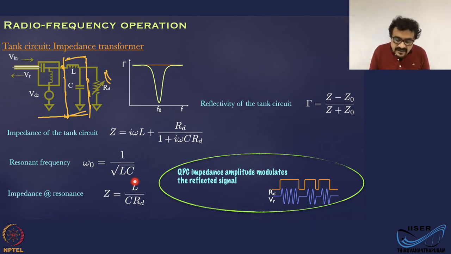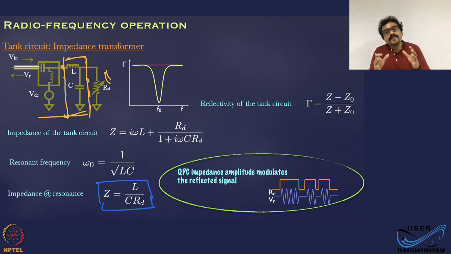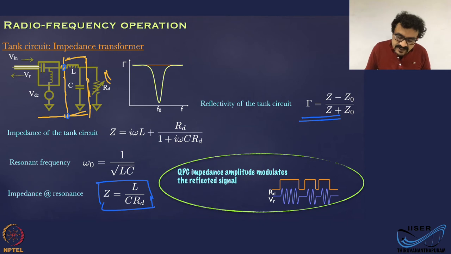From that, you can work out that the impedance of the circuit at resonance, when you look from these points, is L by C R_D. Now you can come back here and make this Z 50 ohm by choosing L and C appropriately. So you can choose L and C to have Z equal to 50 ohm.